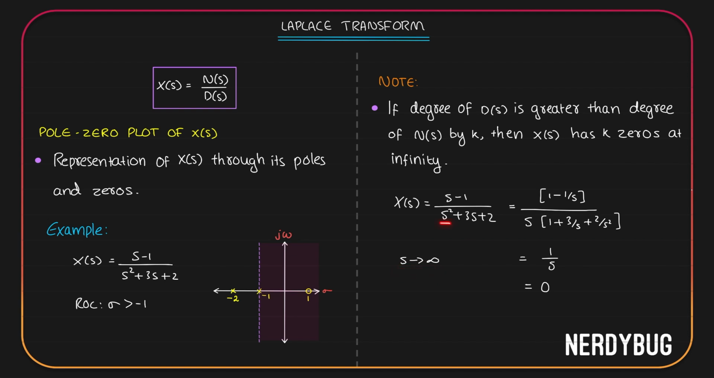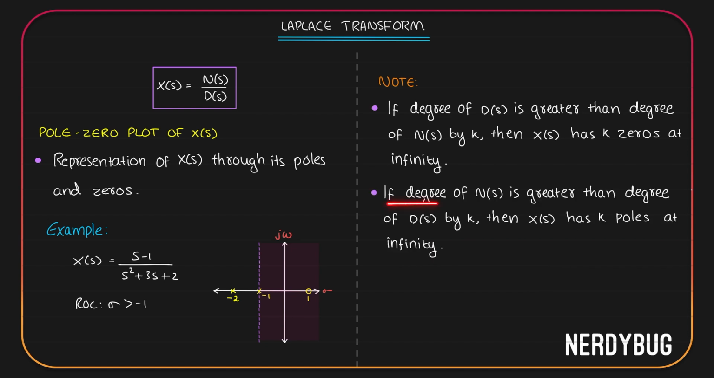Here the degree of the denominator was 2 and the degree of the numerator was 1. The difference between them was only 1. That is why we have 1 zero at infinity. If the difference were k, instead of getting 1 by s, you would get 1 by s raised to k, which would mean there are k zeros at infinity. Similarly, if the degree of the numerator is greater than the degree of the denominator by k, then X of s will have k poles at infinity.